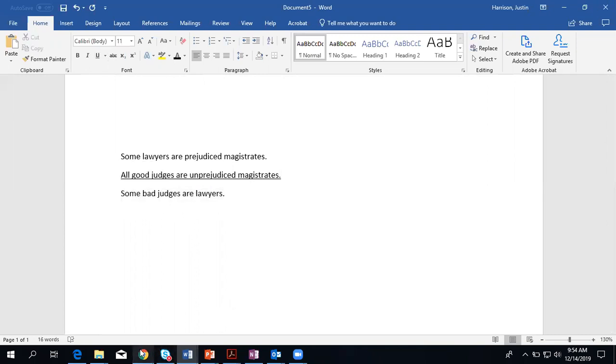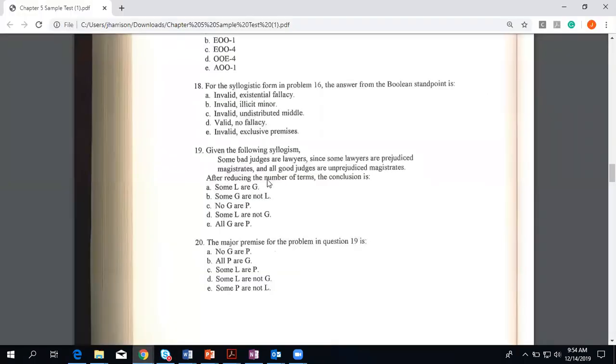But if we look here, we have G, which represents good judges. So all G, good judges, are unprejudiced magistrates. We know the conclusion is some bad judges are lawyers. So we have to figure out how to change this statement to include the term good judges, since G represents good judges. The way we can do this is, if we know that some bad judges are lawyers, we know that some lawyers are bad judges as well.